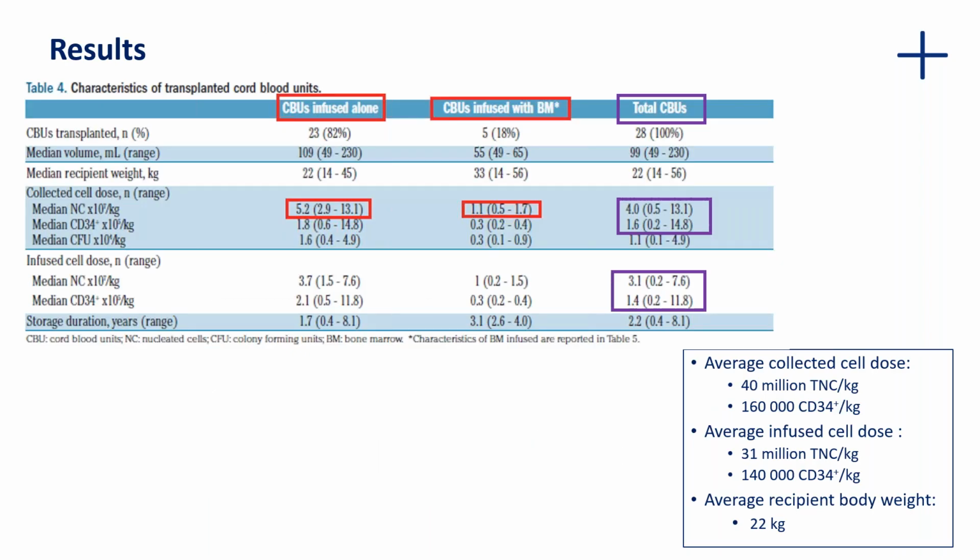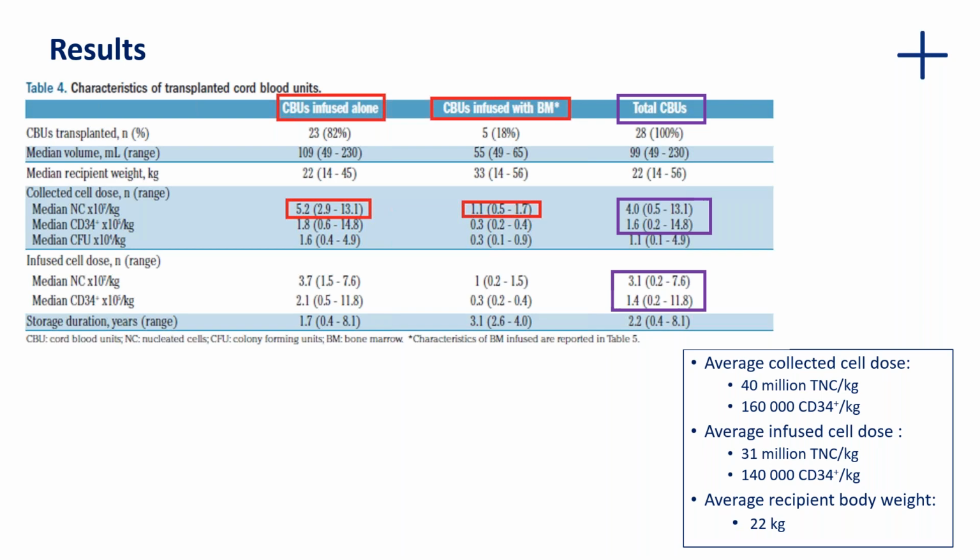Over the 20-year period, a total of 28 out of 338 cord blood units were transplanted. So this is a low utilization rate, representing only 8% of the banked units. The median age of the recipients at transplantation was 6.8 years. On this table, you can see on the right-hand side, boxed in blue, are the total cord blood units, so there are 28 in total. And then the 2 columns to the left of that, outlined in red, show cord blood units infused alone or cord blood units infused with bone marrow.